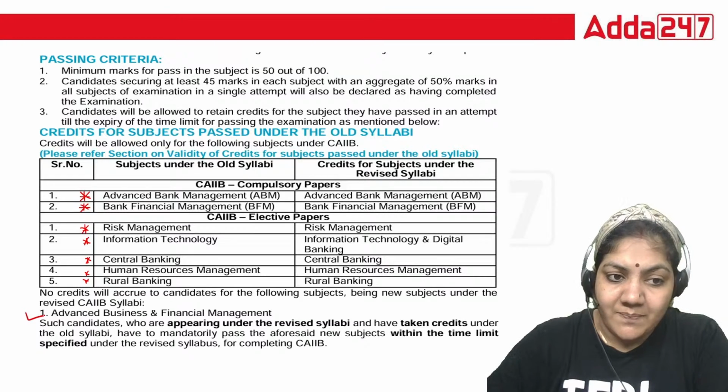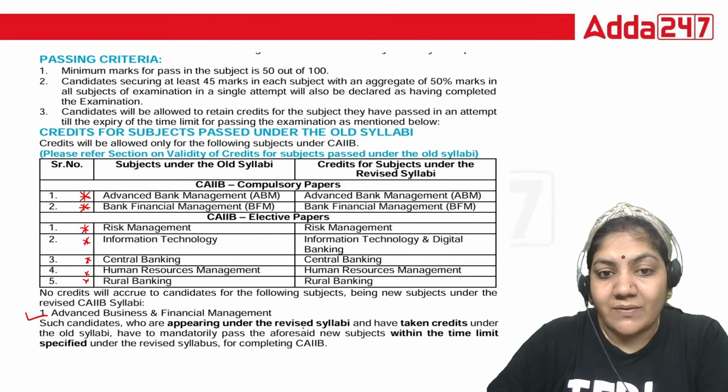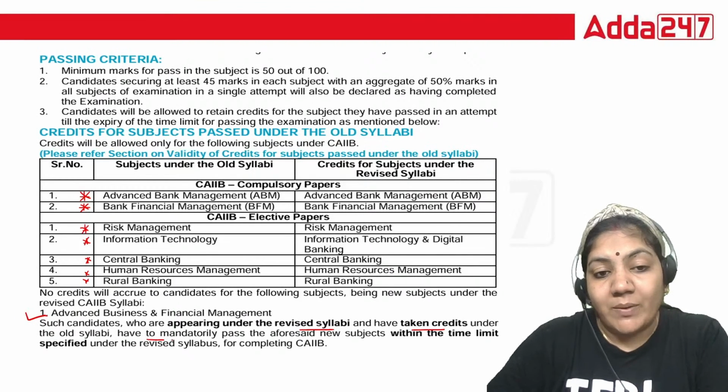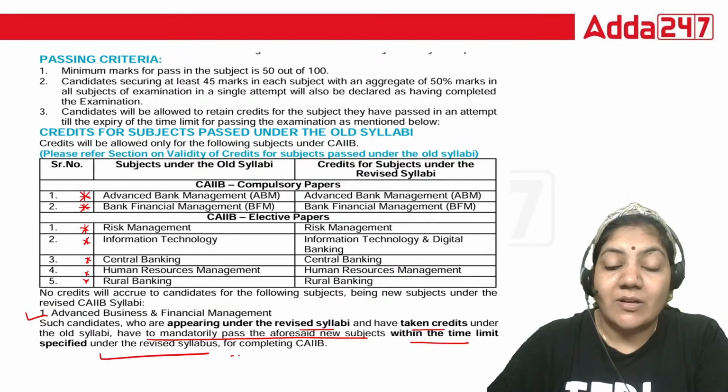It's ABM. Such candidates who are appearing under the revised syllabus and have taken the credit under the old syllabus have to mandatorily pass the aforesaid new subject within the time limit specified under the revised syllabus for completing this one.